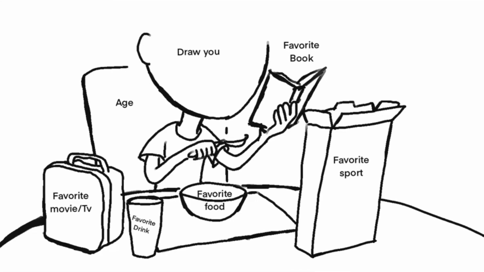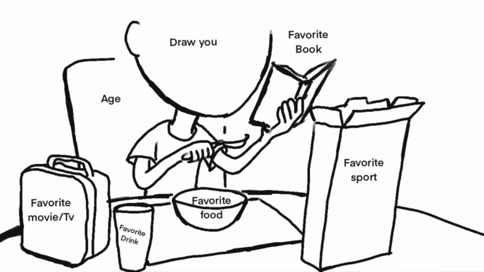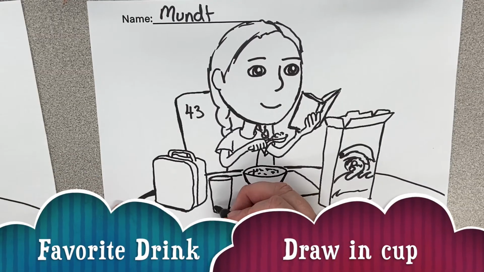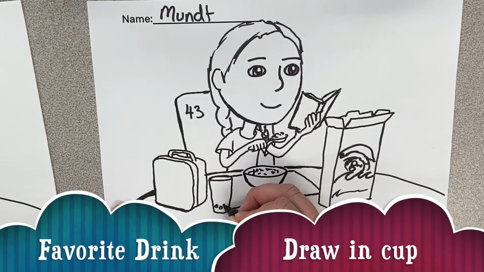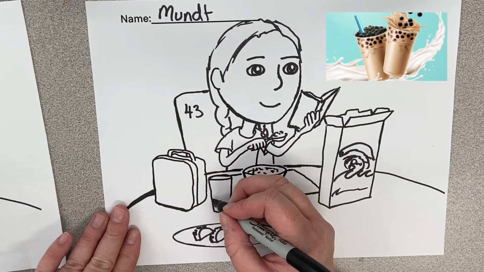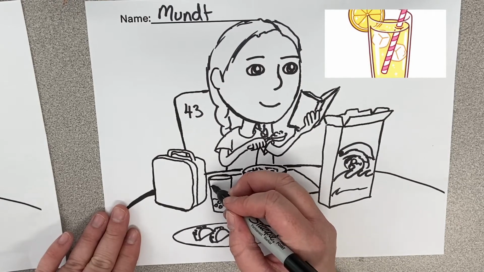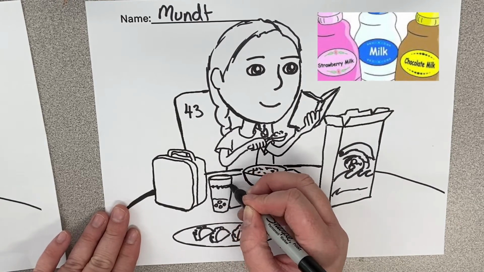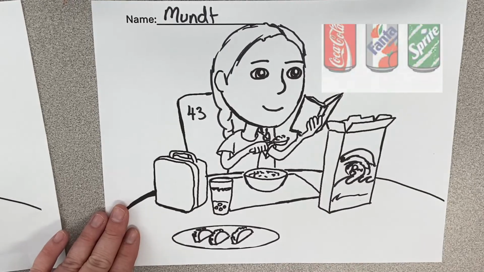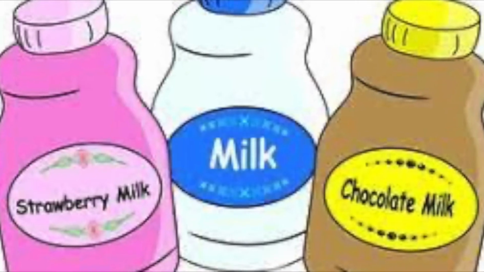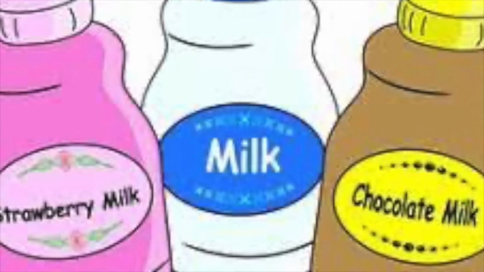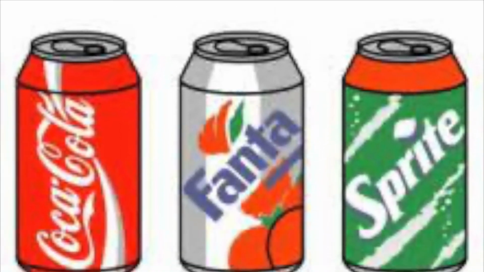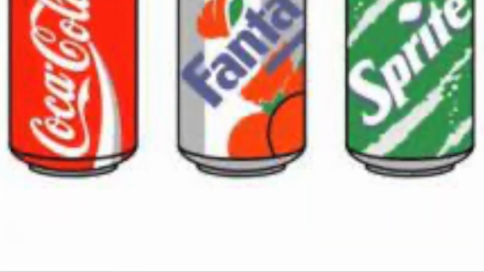Next, you're going to think about your favorite drink. We're going to draw that in the cup. My favorite drink is milk boba tea. Right now I'm drawing the little boba balls and then I'm adding the chocolatey stuff that they have in it that mixes with the milk. Maybe your favorite drink could be a soda or a lemonade. Maybe it's a type of milk like strawberry milk. Maybe it's a type of juice.